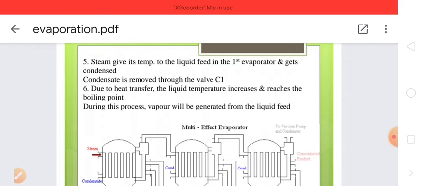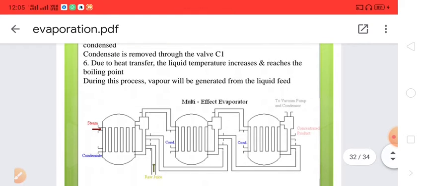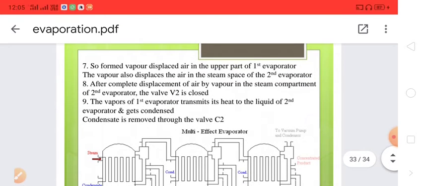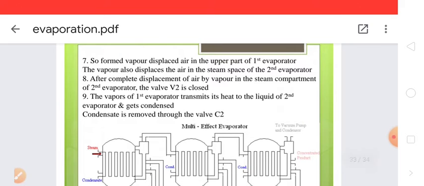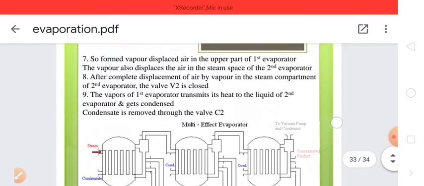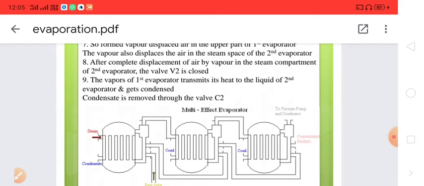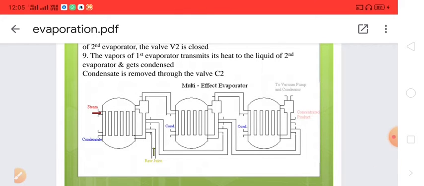Due to the heat transfer, the liquid temperature increases and reaches the boiling point. During this process, vapor is generated from the liquid feed. The vapors so formed displace air in the upper part of the first evaporator. The vapor also displaces the air in the steam space of the second evaporator. After complete displacement of air by vapor in the steam compartment of the second evaporator, the valve V2 is closed. The vapor of the first evaporator transmits its heat to the liquid of the second evaporator and gets condensed. Condensate is removed through the valve C2.